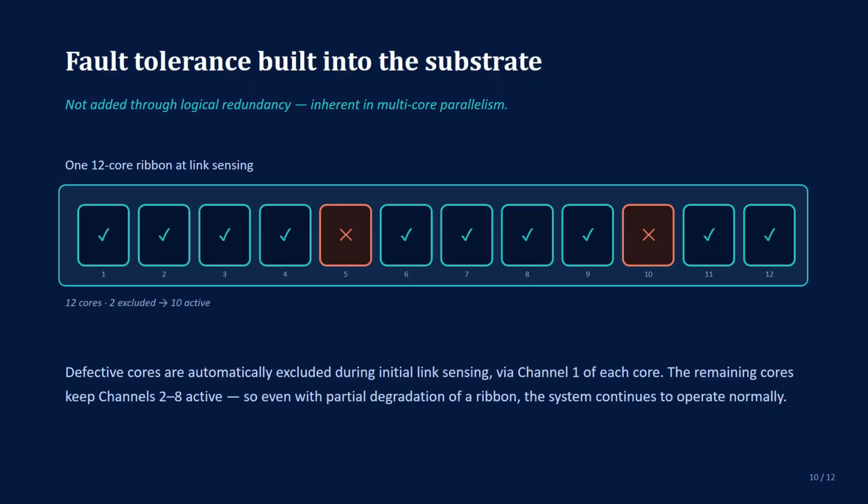Fault tolerance is inherent in the parallelism, not added through logic. During initial link sensing, defective cores are automatically excluded via channel 1 of each core. The remaining cores keep channels 2 through 8 active, so even with partial degradation of a 12-core ribbon, the system continues to operate normally.